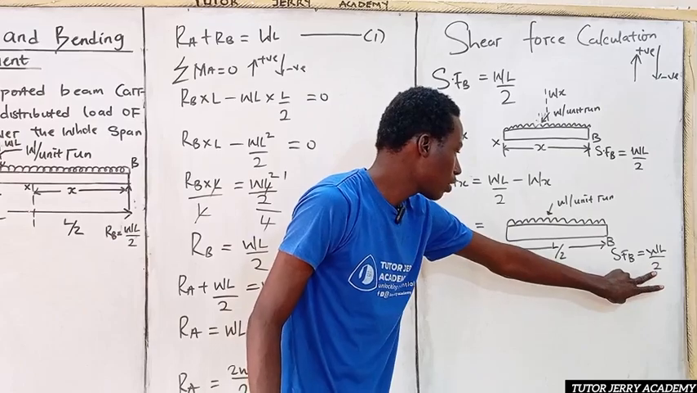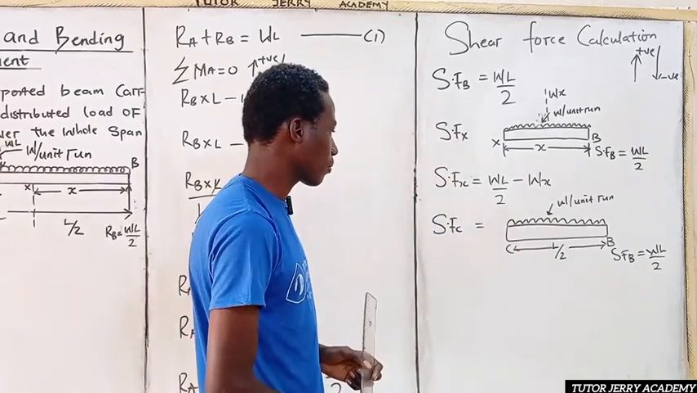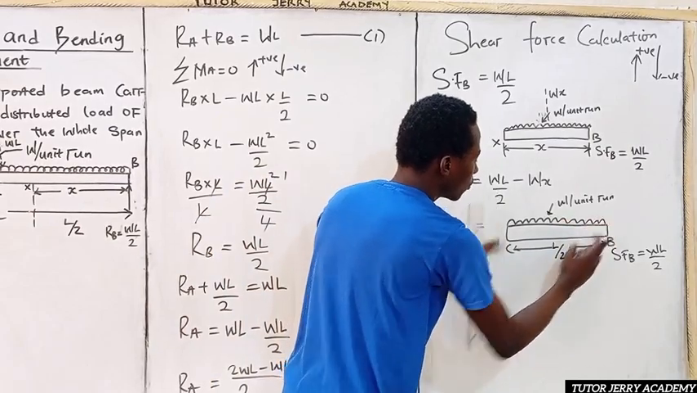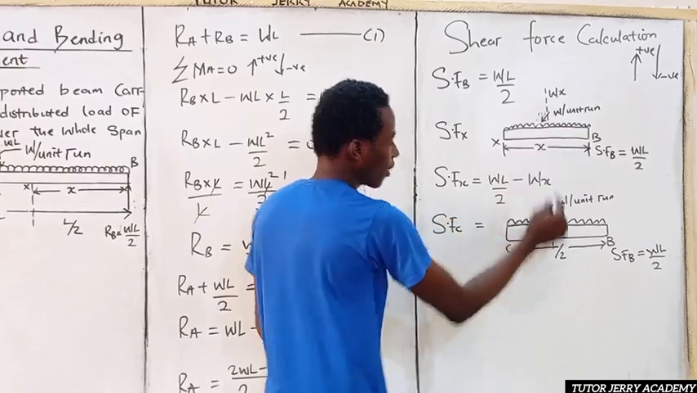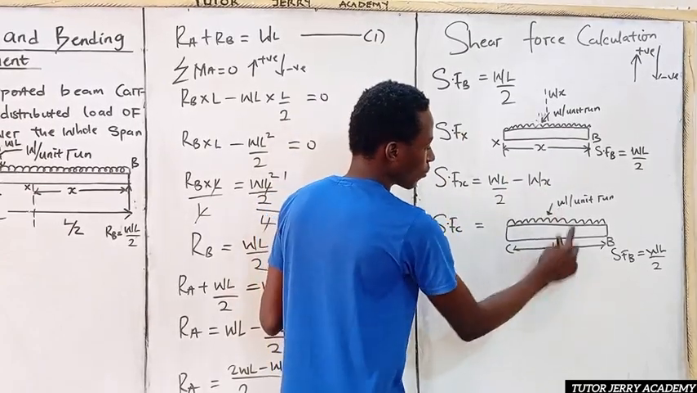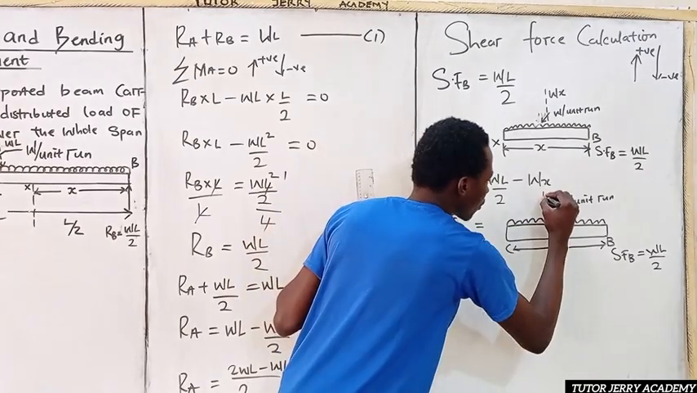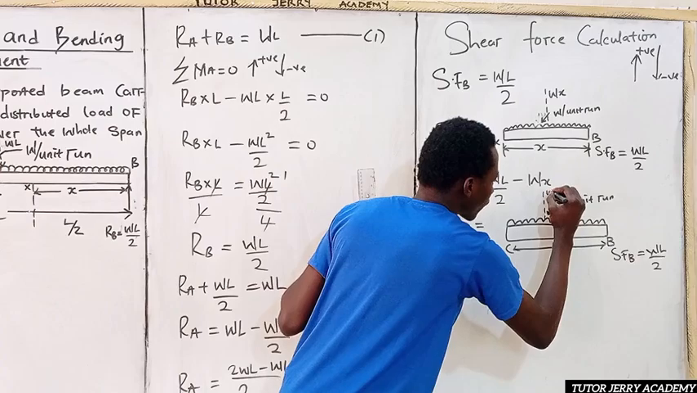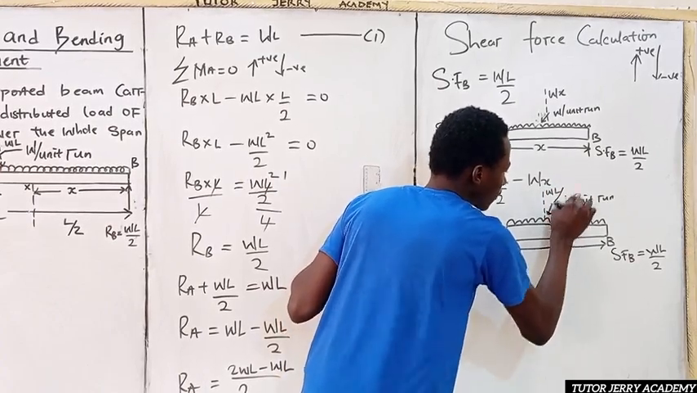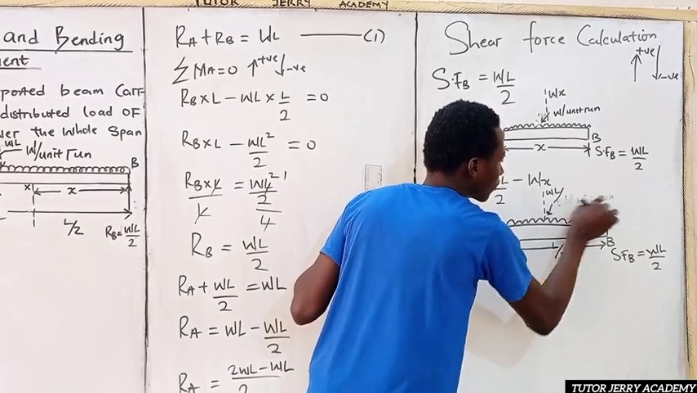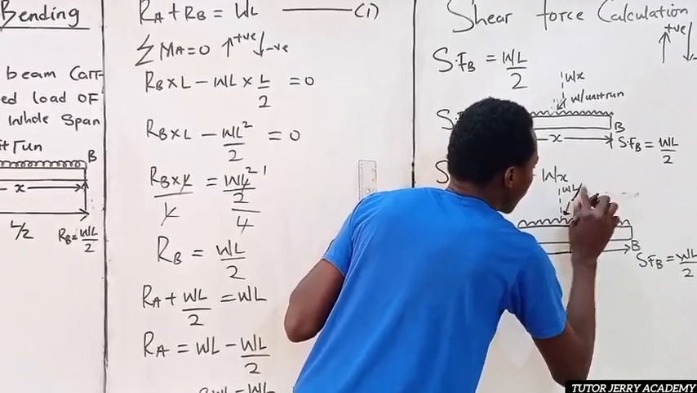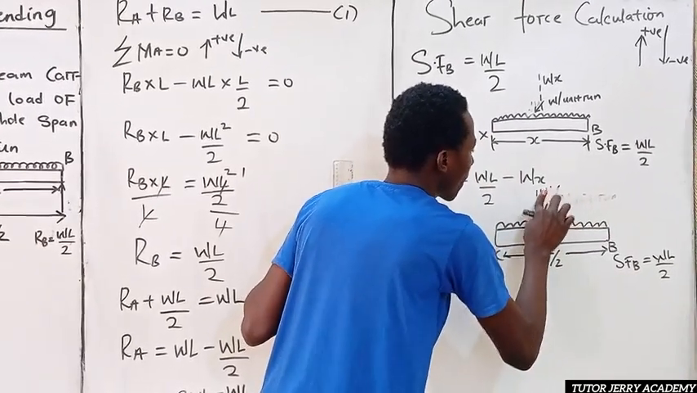WL all over 2 minus, okay, let's convert the point load first. We have not done that. So to convert this uniformly distributed load to a point load, just like we did here, we are going to be multiplying the distance by the load. So W multiplied by L over 2 will give us nothing but WL all over 2. So let me rewrite this.